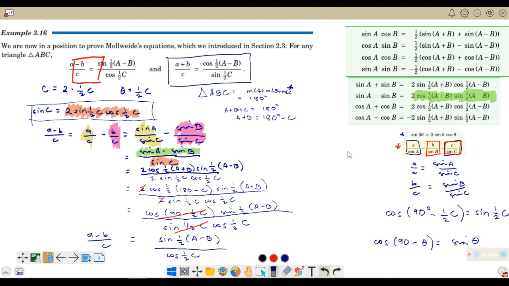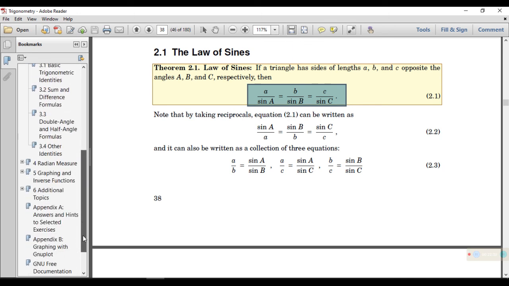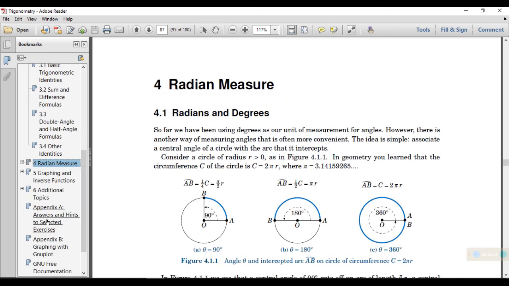So this is the end of our chapter for trigonometric identities, and I am very excited to introduce you to our next chapter, which is the radian measure. Ang dali lang nito, promise. Mas madali to kaysa sa trigonometric identities.